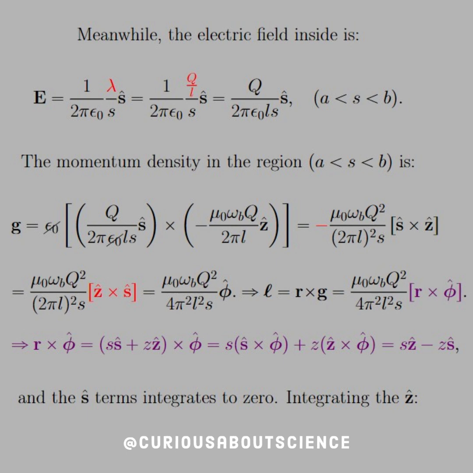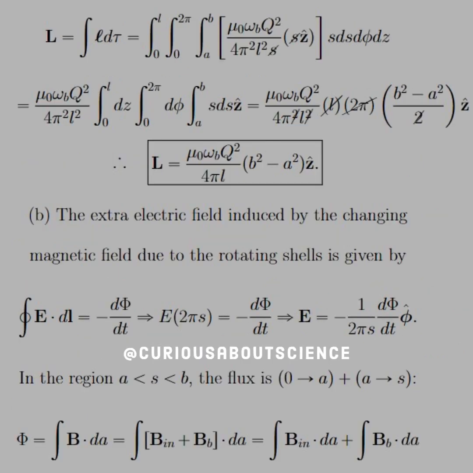So the S hat terms integrate to 0, so integrating with Z, for big L, we get 0 to L, 0 to 2 pi, A to B of this whole thing with d tau cylindrically. And we just split everything up, and we see we get a lot of cancellations from the integral, and you see we're left with the angular momentum of mu naught omega B Q squared over 4 pi L with B squared minus A squared in the Z hat direction.